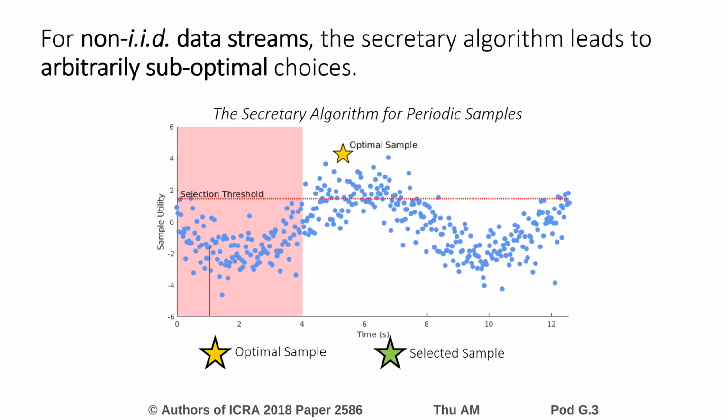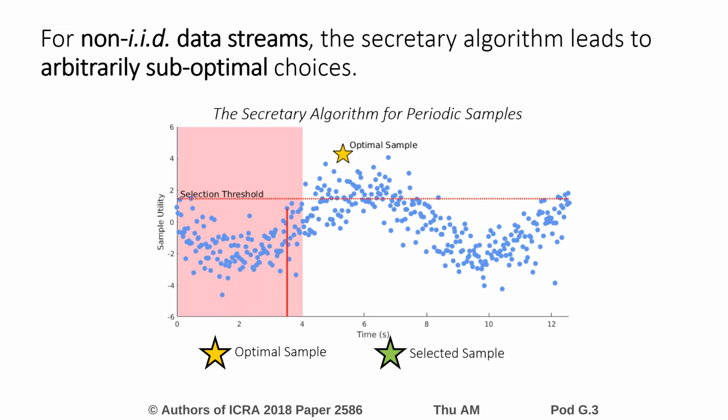When applying the solution to select samples in robotics and environmental monitoring applications, an issue immediately arises. Data streams in robotics and environmental monitoring tend to be highly spatially and temporally correlated. This simulation demonstrates what can happen when the secretary algorithm is applied to a noisy periodic data stream. The secretary algorithm chooses a suboptimal sample.